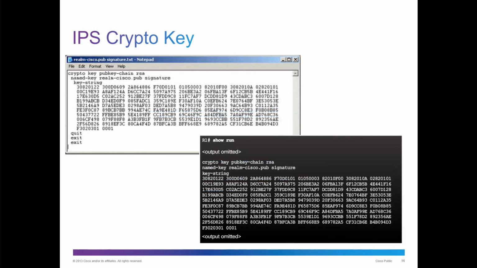We set the appropriate crypto key. Here we're doing a crypto key pubkey-chain using RSA. We name it. We do the key-string. And it creates it.